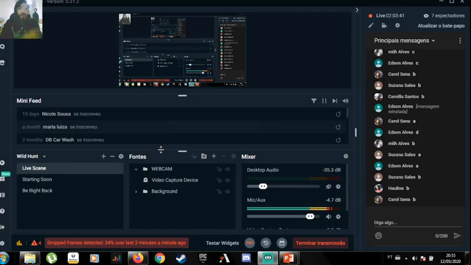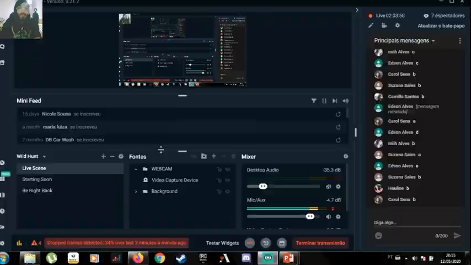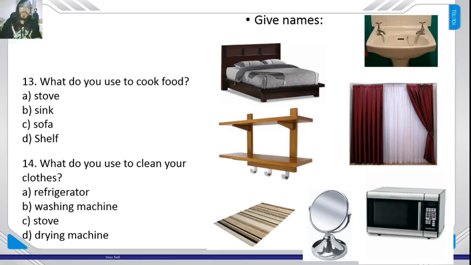Most of you are saying that the correct one from number 14 is letter B, washing machine, and you are correct. Washing machine. Why? Look at the question. What do you use to clean your clothes? O que você usa? Qual acessório da casa usa para lavar, né, para limpar as suas roupas? Refrigerator, washing machine, stove ou drying machine? Washing machine, né? Você usa a máquina de lavar para limpar suas roupas, né? Geladeira é para outra coisa, stove para cook, drying machine é para secar.